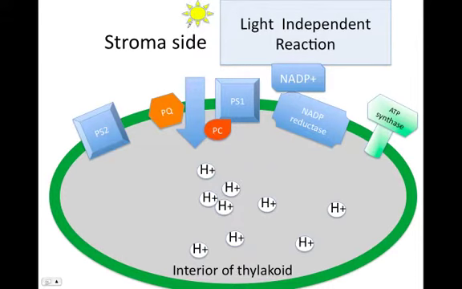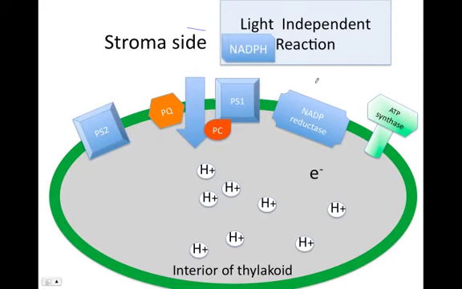We're going to need another photon to re-energize the electron that's in photosystem 1. So the photon is going to hit photosystem 1. That's going to energize the electron. It's going to go through an electron transport chain that gives the energy to NADP reductase to convert NADP plus to NADPH, and it's going to go off to our light-independent reactions.